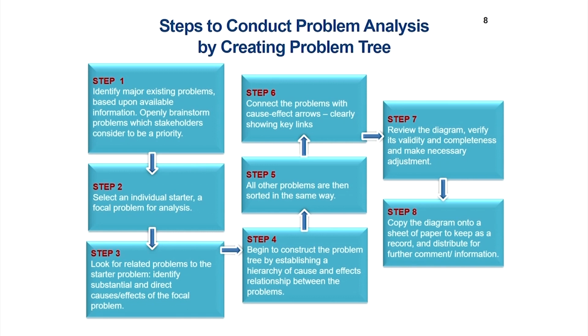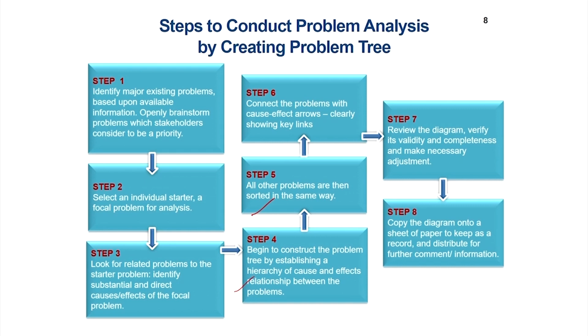In step 4, we begin to construct the problem tree by establishing a hierarchy of cause and effect relationships between the problems. This is step 4. In step 5, all other problems are then sorted in the same way. In step 6, we connect the problems with cause-effect arrows, clearly showing key links. In step 7, we review the diagram, verify the validity and completeness, and make necessary adjustments.